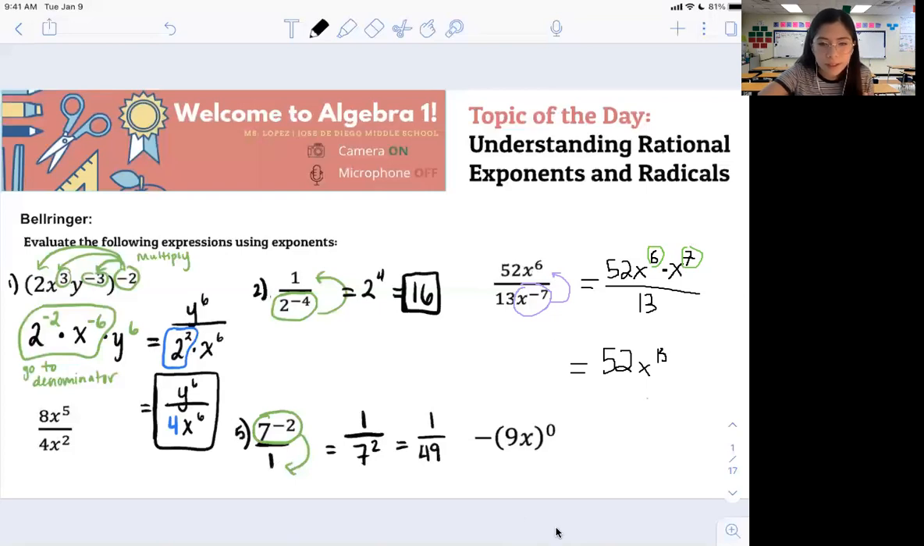That was so messy. I'm doing this with my mouse and keyboard, so it's a little hard. And then I have 13 in the denominator. Now, is there any other way to simplify this? Can I do any more math at all to simplify?